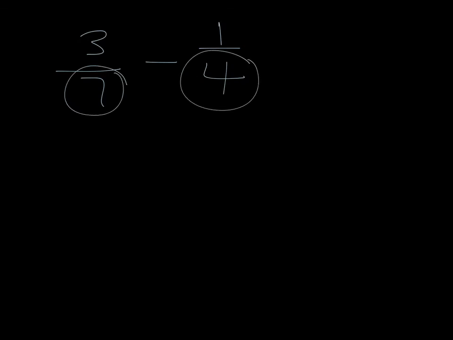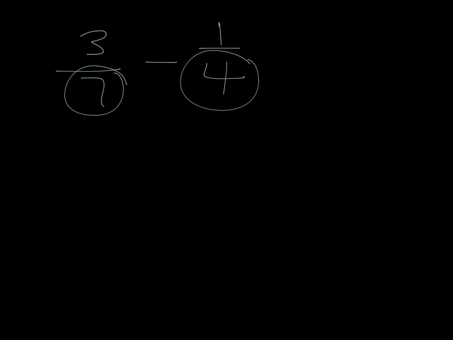Let's do another example. Let's go 3/7 minus 1/4. Because adding and subtracting is the same thing, you still need to find a common denominator. So you still need to change each of these numbers. We have to find what's common between 7 and 4.